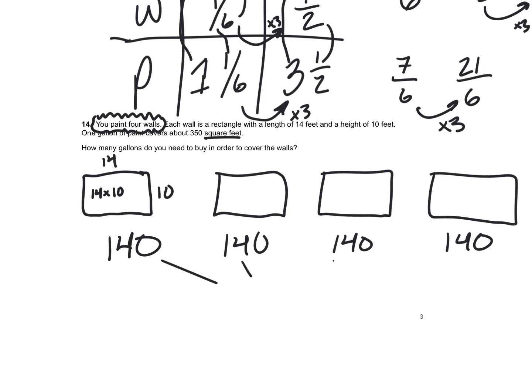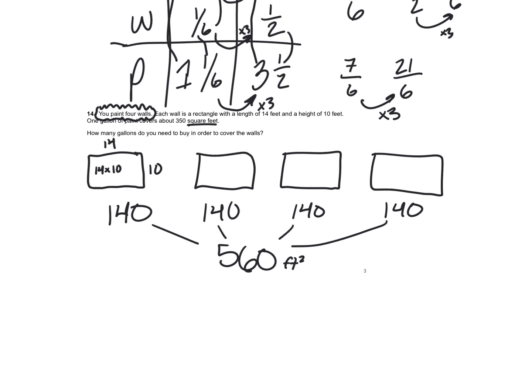All right, since I'm dealing with square feet here, I know that I have to find the area, which is just length times width. 14 times 10 is 140. Next, I've got to take into the fact that I don't just paint one wall. I end up painting 4 walls. So if we had 4 identical walls, right, this one would be 140, this one would be 140, that one would be 140. All of those combined, if we add them, or you could just multiply 140 by 4, we end up with 560 square feet. Okay.